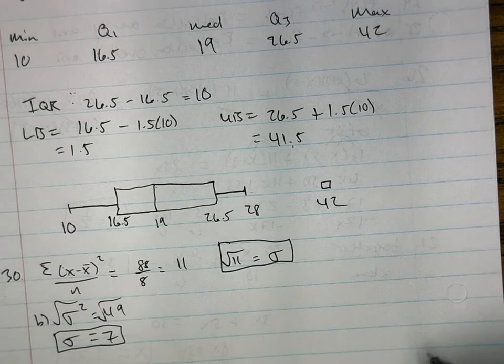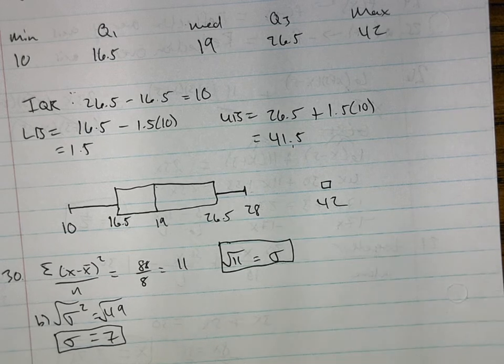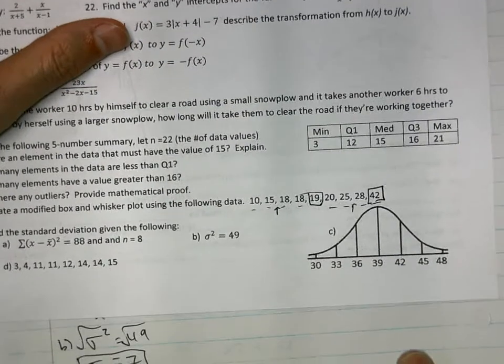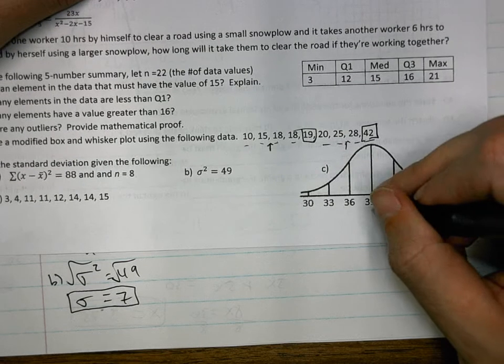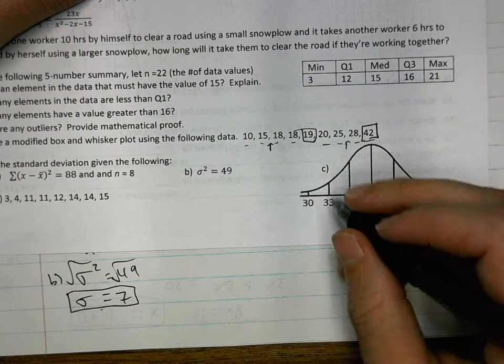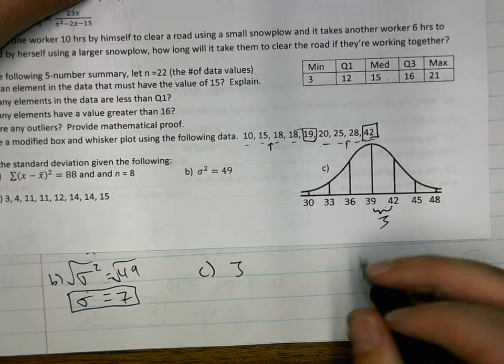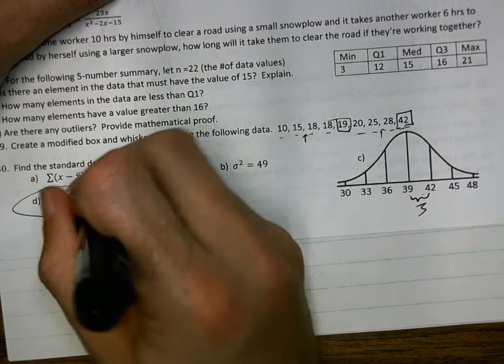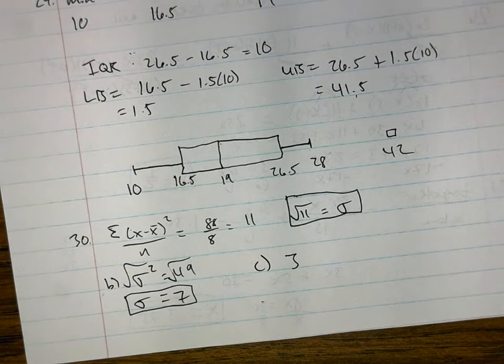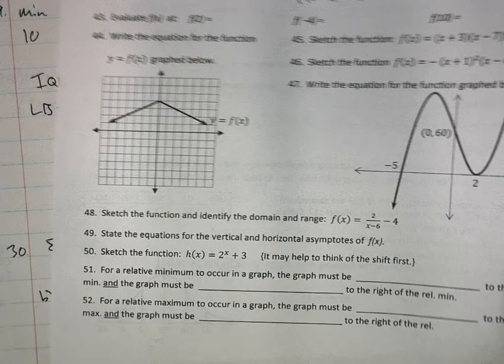For part C, the bell curve from the mean to the next standard deviation is 3. So for part C, your answer is 3. Don't do part D. It's not on the test. It's long. I'm skipping it. If you did it already, sorry. Gives you practice.